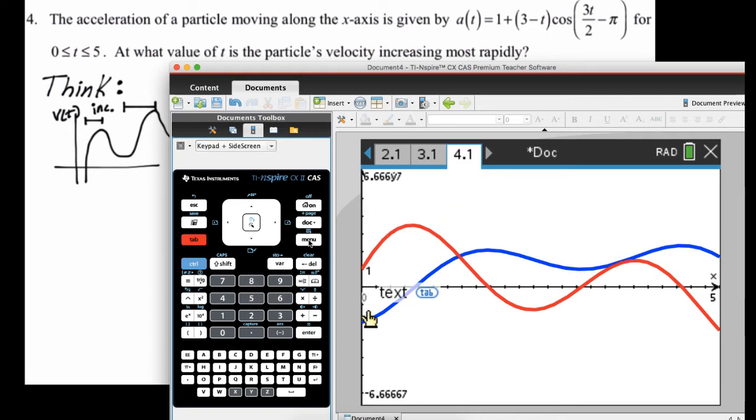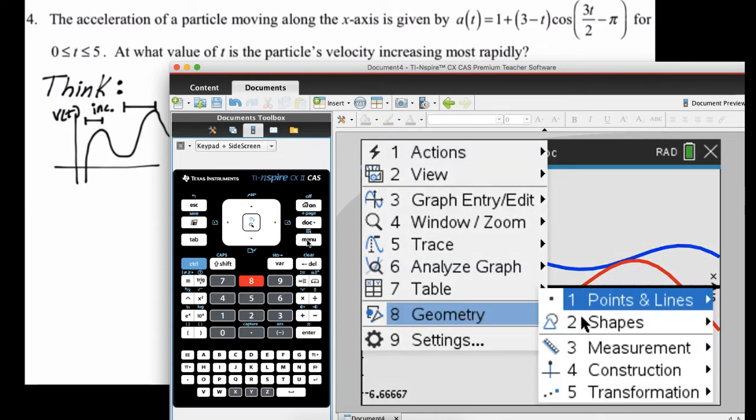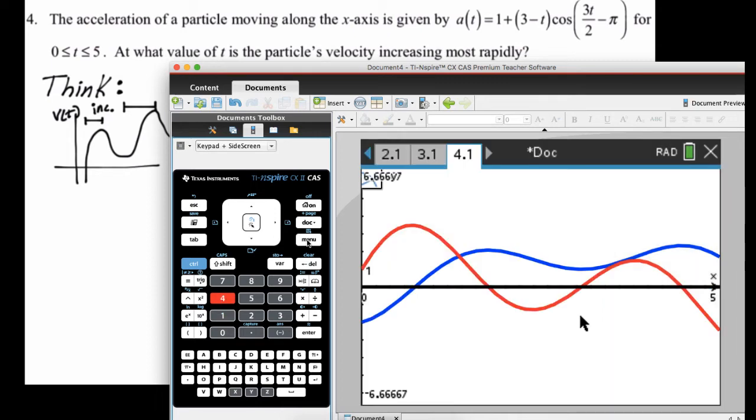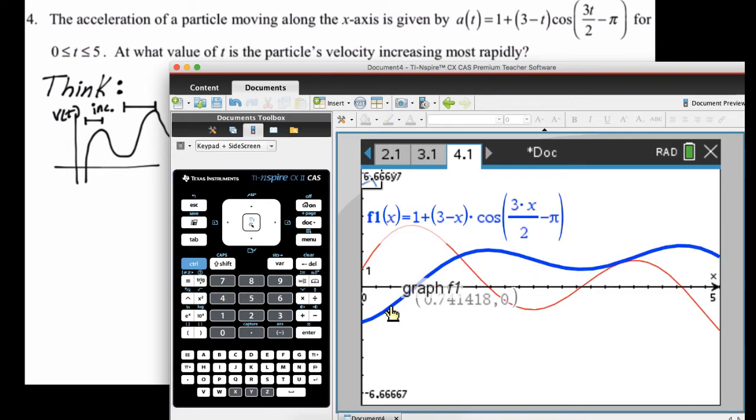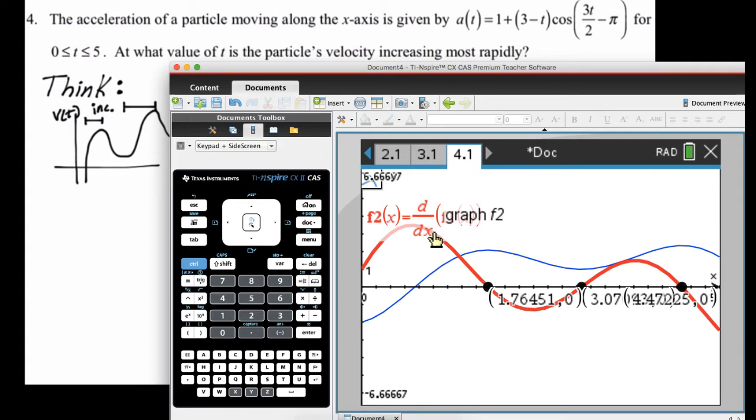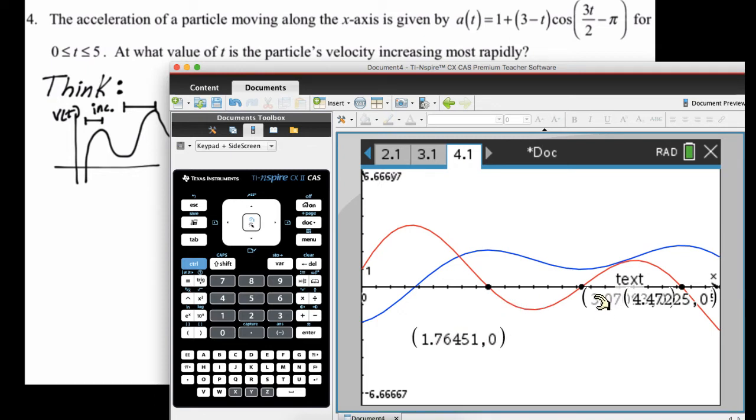So I'm going to add, press tab, 0, and then I want menu 8, 1, option 4 if you have a CX2, or menu 8, 1, 3 if you have a CX. So this is the first graph, and then I wanted F2, so this. Now press escape to get out of the tool. So this point right here, 3.071, that's a minimum, right? Because this thing's going from negative to positive, so it's a minimum of the function it's the derivative of.